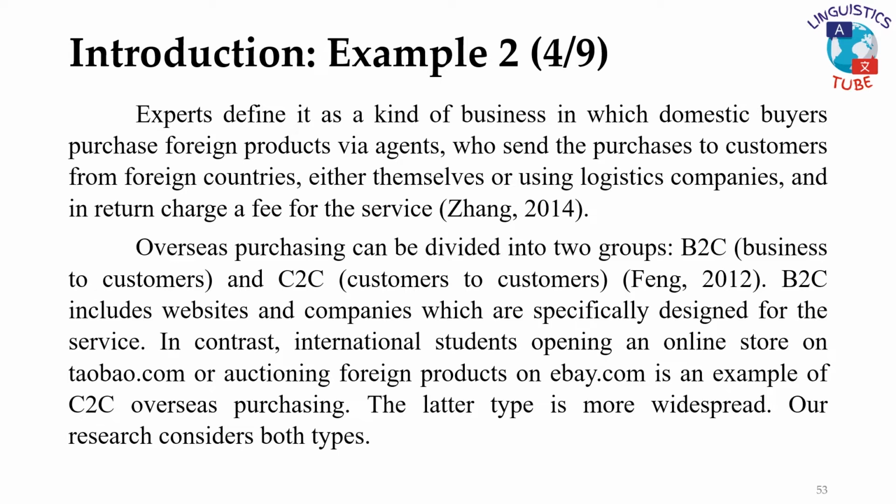Overseas purchasing can be divided into two groups: B2C, business to customers, and C2C, customers to customers. B2C includes websites and companies which are specifically designed for the service. In contrast, international students opening an online store on Taobao.com or auctioning foreign products on eBay.com is an example of C2C overseas purchasing. The latter type is more widespread. Our research considers both types.